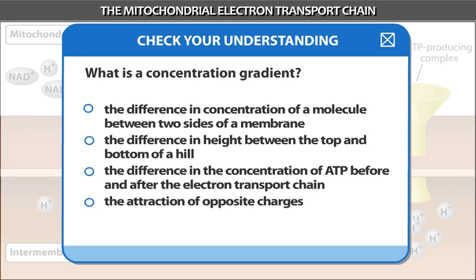What is a concentration gradient? The difference in concentration of a molecule between two sides of a membrane, the difference in height between the top and bottom of a hill, the difference in the concentration of ATP before and after the electron transport chain, or the attraction of opposite charges. And the correct answer is the difference in concentration of a molecule between two sides of a membrane.